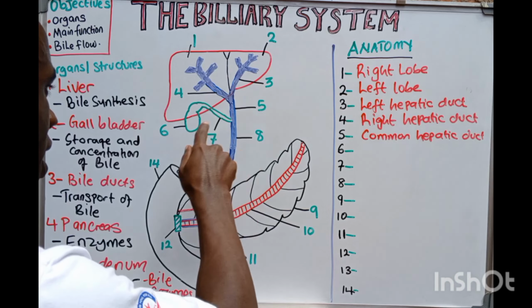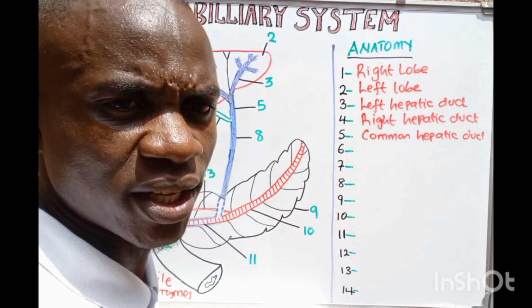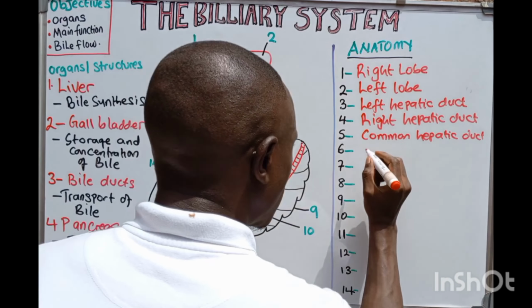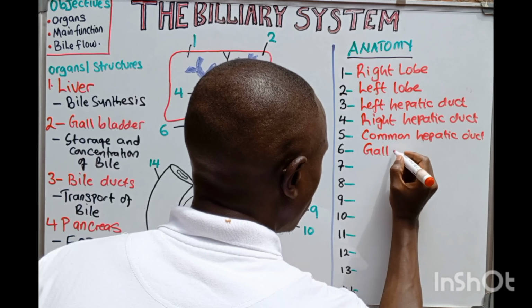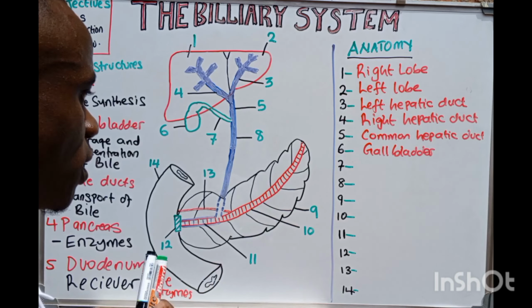Then when we come to number 6, this green structure, super very important for storage and concentration of bile. You know how it's called? This structure here, number 6, is what we call the gallbladder. Super very important.